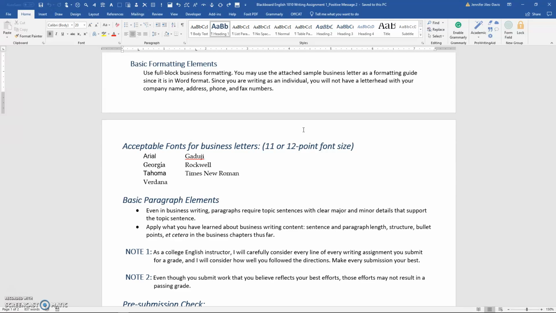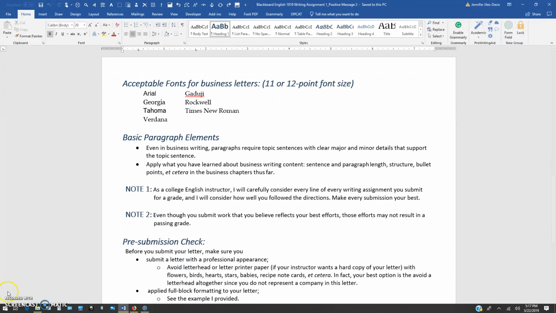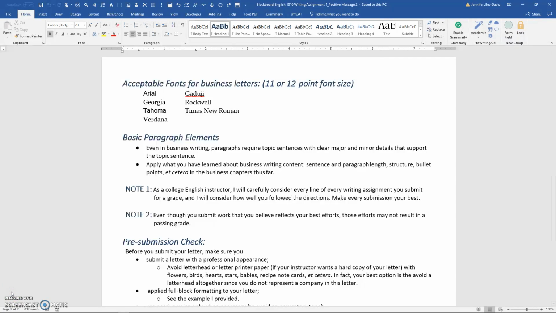The following are acceptable fonts that you can use for the business letter. So Arial, Georgia, Tahoma, Verdana, Calibri, Rockwell, and Times New Roman are all acceptable fonts to use for your business letters. And remember too, as always, any writing assignment is going to require you to use the elements of composition, topic sentences, major, minor details. You guys know that. And apply what you learned about business writing content, sentence and paragraph length, structure, using bullet points if necessary, etc.